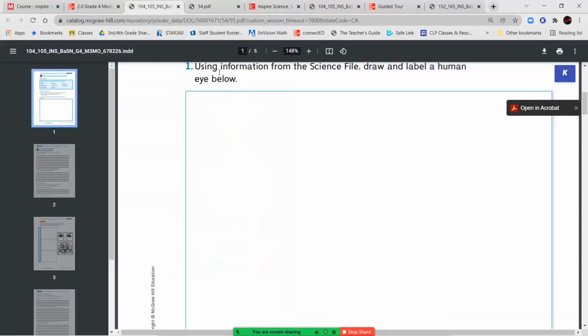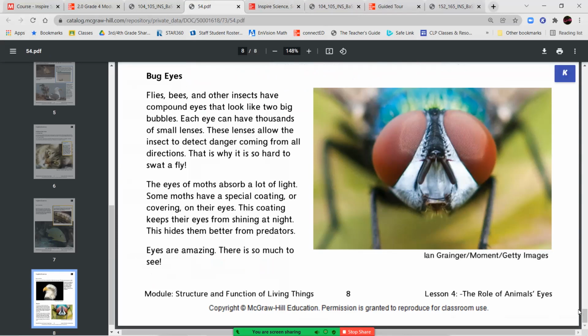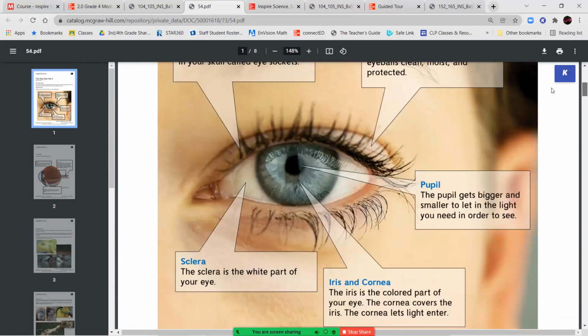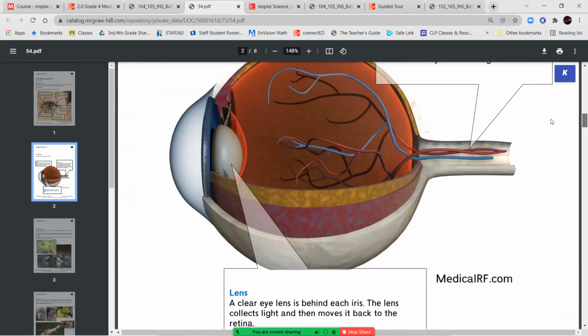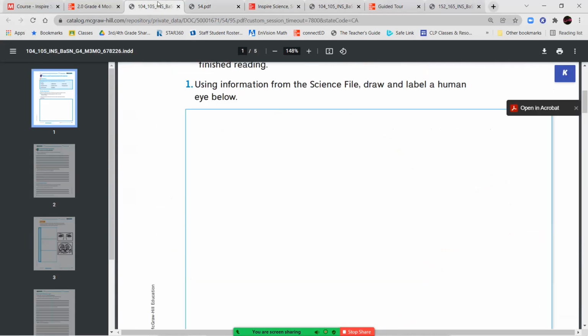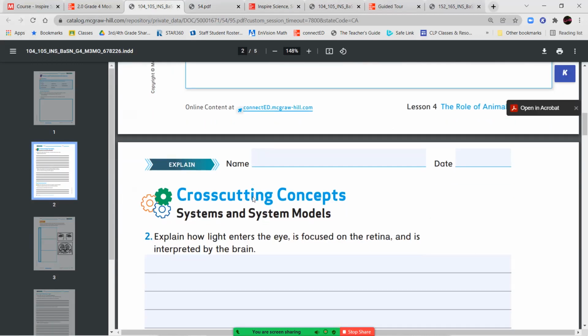Now let's go ahead and head back over here. So, draw and label a human eye. Now, if you're going to use the diagram here, you can go ahead and either use the front-facing diagram or you can use this one that shows the inside. Either one of those answers will be fine. Just make sure you draw carefully and label it.